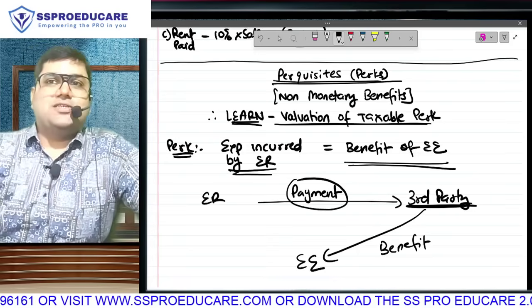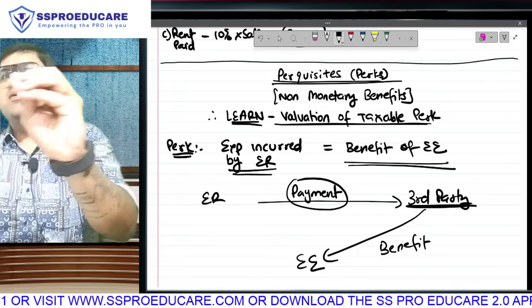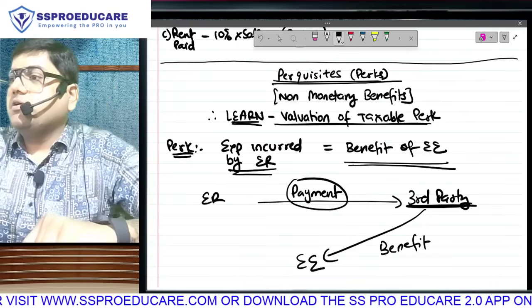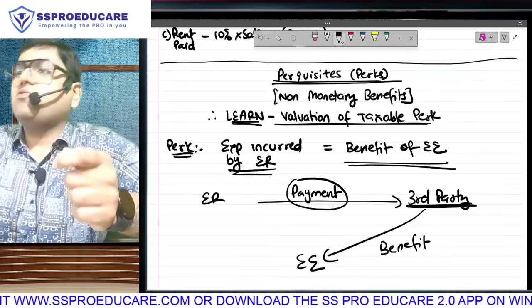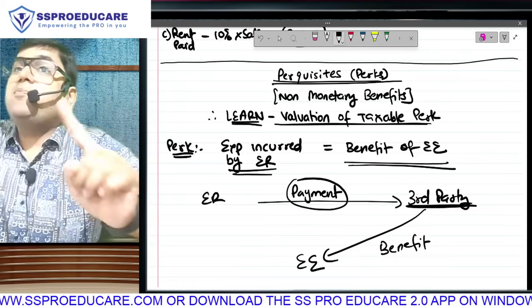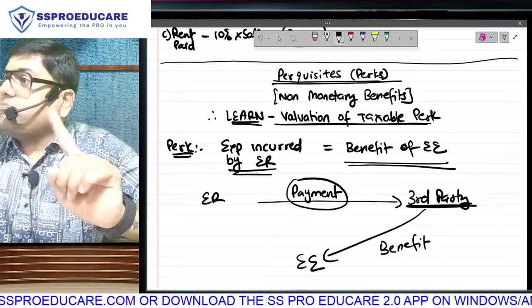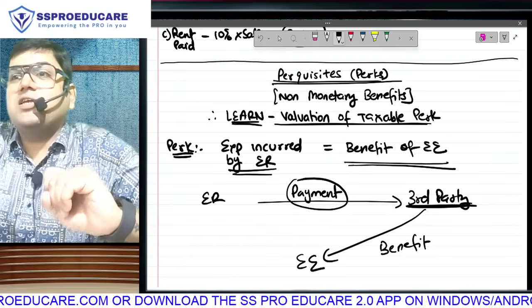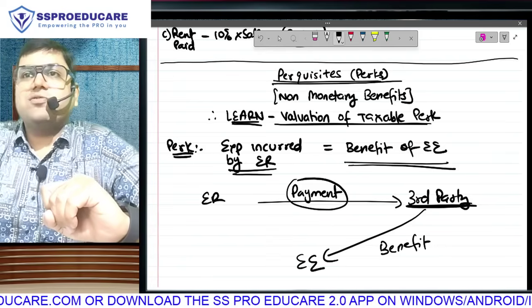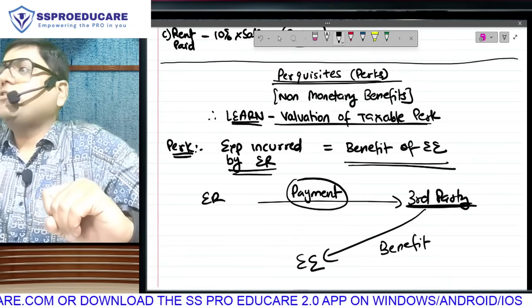Take house rent for example. If your boss is giving you money, that is allowance. We've studied that tax. But if the boss is giving you the keys of a house, the boss will be paying rent of that house. Now think about it, because the boss has paid the rent of the house, you as an employee don't have to pay that rent. Is that your saving? That will be added in your taxable perquisite.